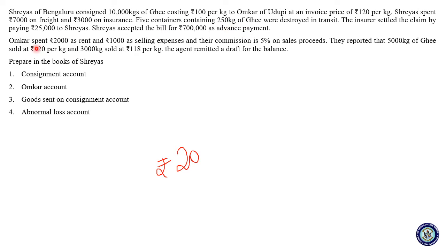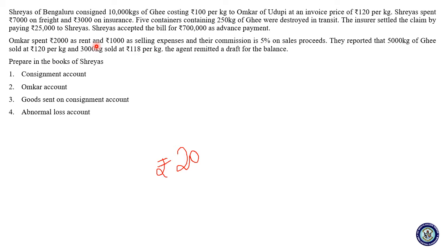Okay. Omkar spent 2000 as rent. So Omkar is the consignee. See here, 2000 as rent. Rent you pay after you receive the goods. After you assemble the goods, you will pay the godown rent. We'll assume it as godown rent. So 2000 is a recurring expense because the goods have entered the gate and entered the godown.